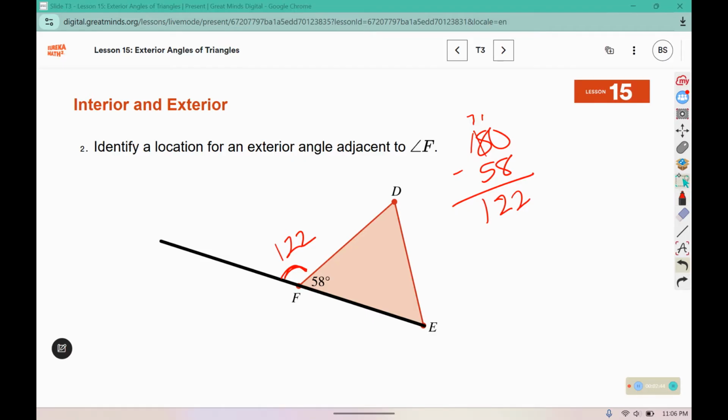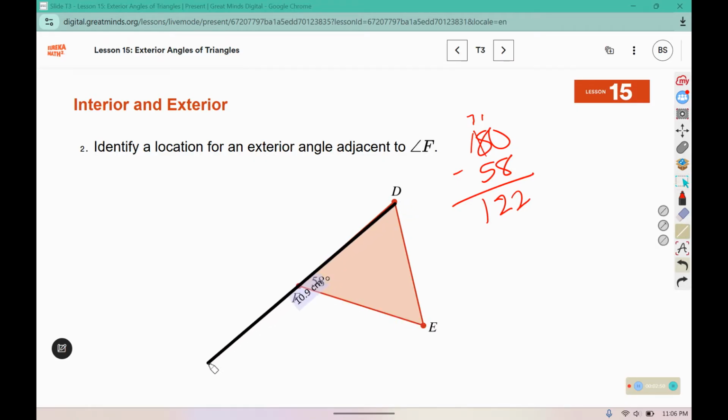Another way we could create an adjacent angle outside next to F is coming out this way. And again, this makes a straight line. So 180 minus 58 is 122. So the exterior adjacent angle to angle F is 122, regardless of which way you extend the line.